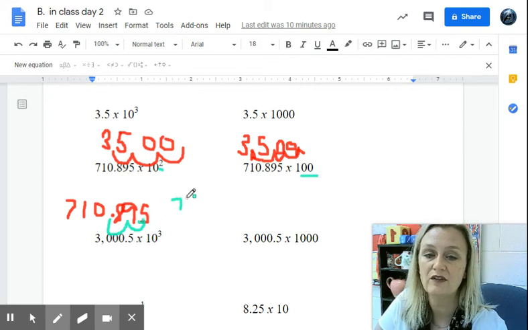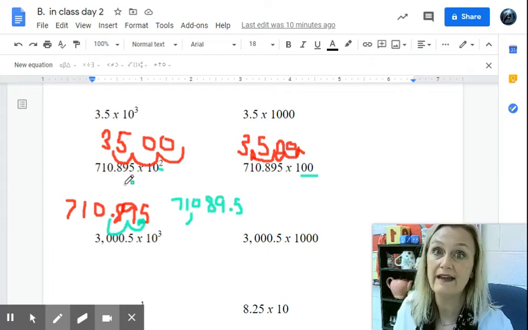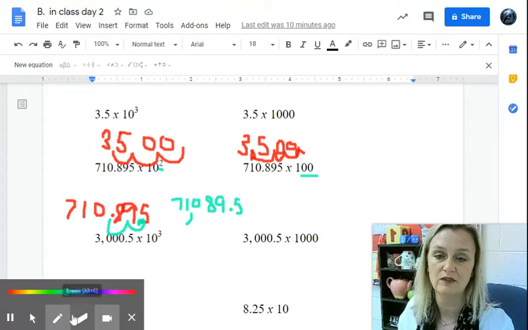My new number is 71,089.5. Okay, if I want to put a comma in there, it would be here. 71,089 and 5/10. Is 71,000 bigger than 710? Yes, so I check it and it is reasonable.